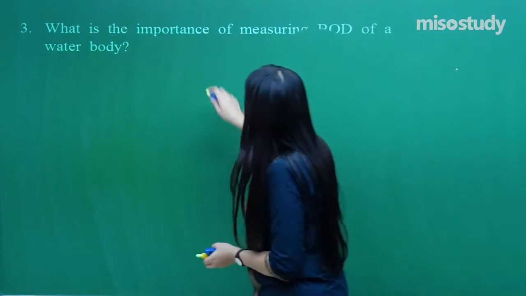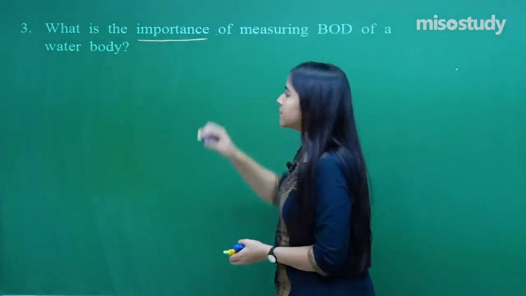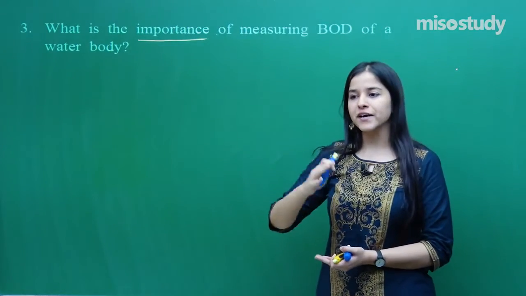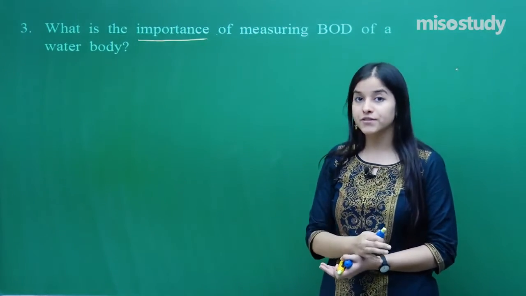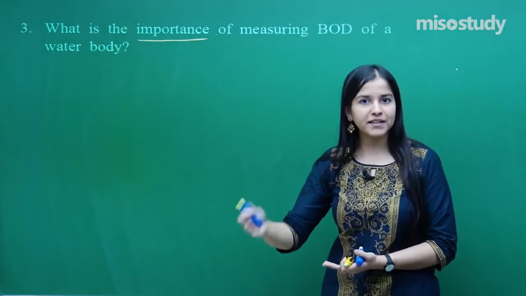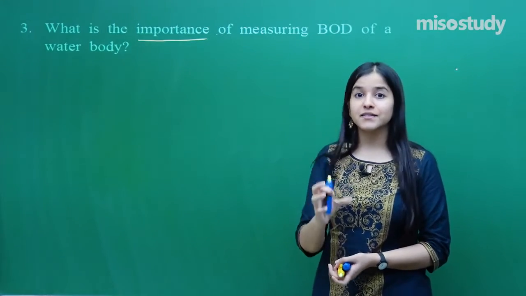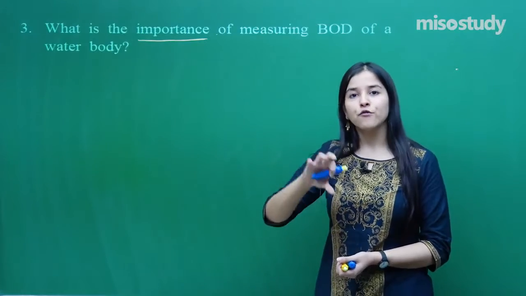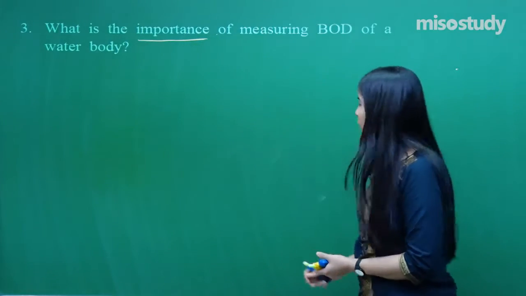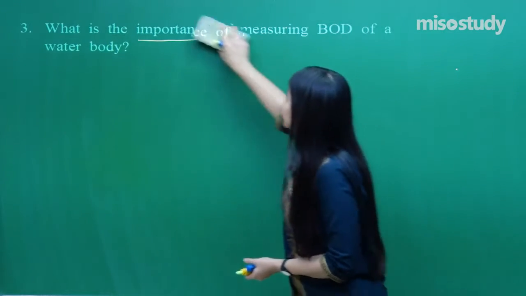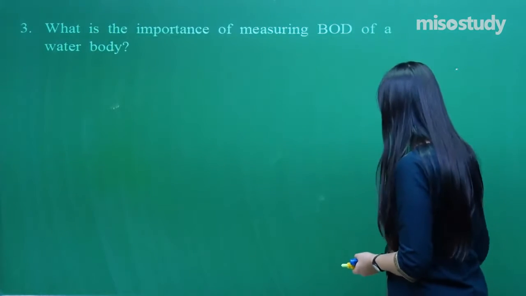Okay. Now, what is the importance of measuring it? Can you tell me? The importance is finding out the amount of oxygen which is getting consumed, which is affecting the aquatic life, so that the necessary measures can be taken for its prevention. Fine? You can very well form the answer over here. I hope you have got it.